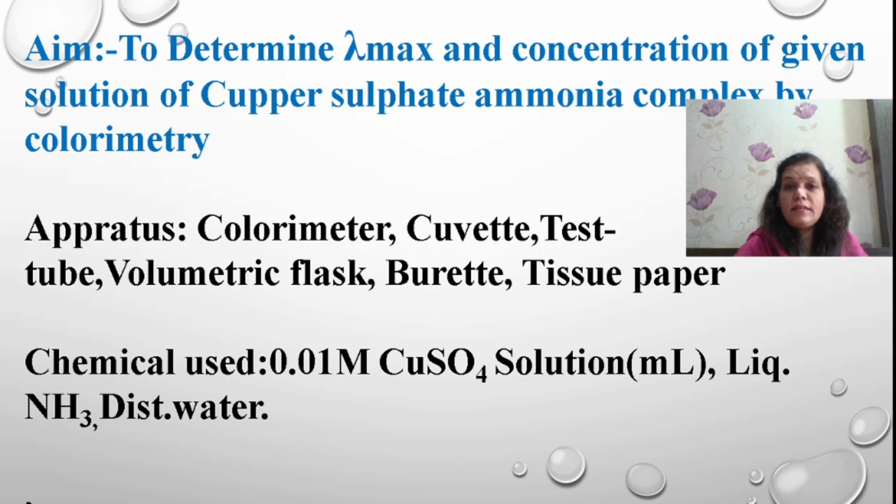The apparatus required for this particular experiment is colorimeter, cuvette or test tube, volumetric flask, burette, beaker, measuring cylinder, tissue paper. Chemicals we are going to utilize to prepare the copper sulfate ammonia complex are 0.01 molar copper sulfate solution and liquor ammonia along with distilled water.